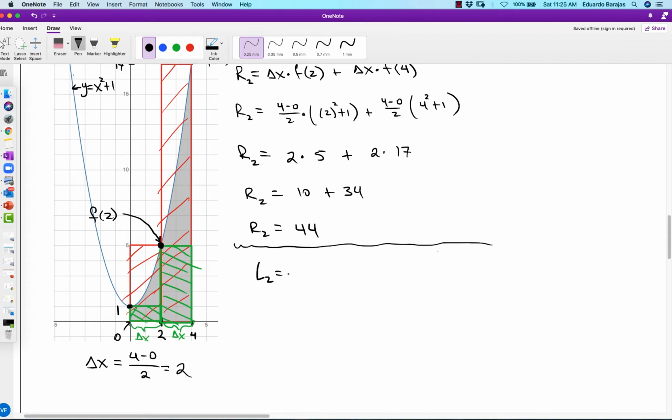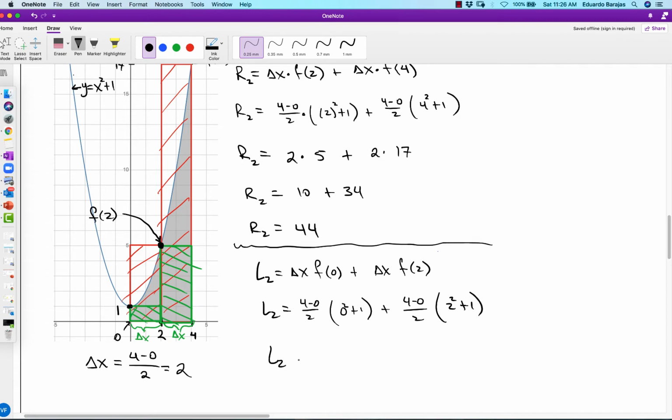So L sub 2 is equal to delta x times f of 0 plus delta x times f of 2. So L sub 2 equals delta x, which is again 4 minus 0 divided by 2, times, this time, 0 squared plus 1, plus 4 minus 0 divided by 2 times 2 squared plus 1. 0 squared plus 1 is just 1, and then 4 divided by 2 is 2. So L sub 2 is equal to 2 times 1 plus 2 times, and then this is 4 plus 1, which is 5. So L sub 2 is equal to 2 plus 10, which is 12.